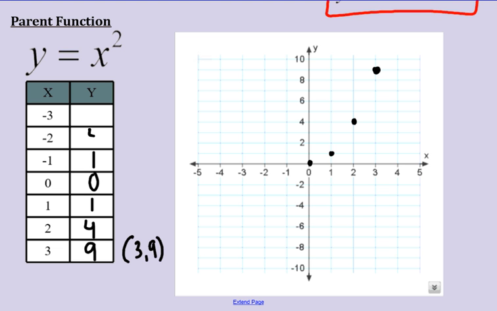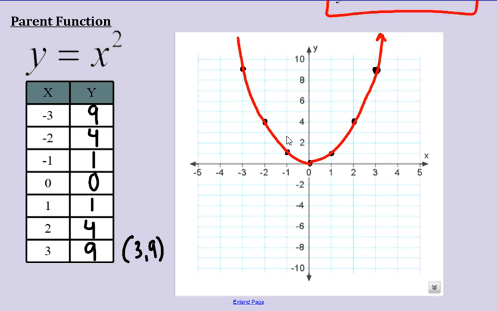Negative 2 squared is a positive 4. Negative 3 squared is a positive 9. So when you graph this, you actually realize that it's a mirror image of the other side because quadratics turn out to be symmetric. When I graph it, it'll look like this then. It makes this U shape that we call a parabola.